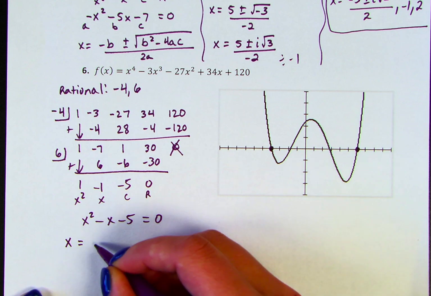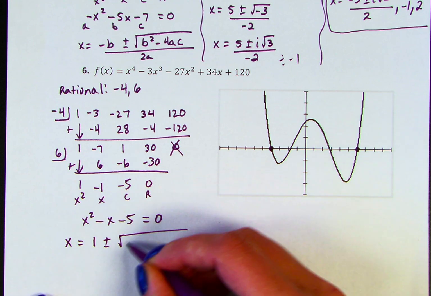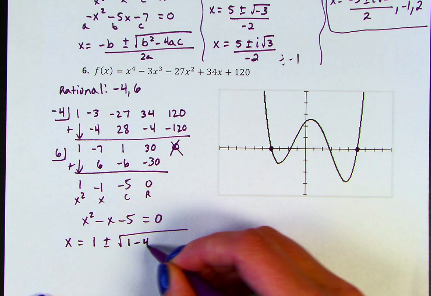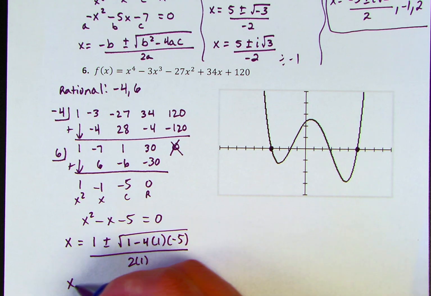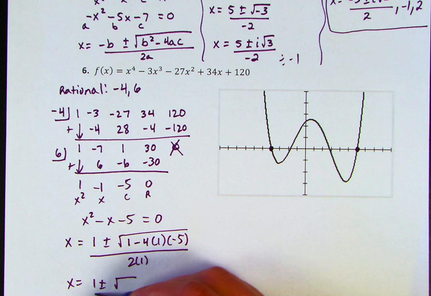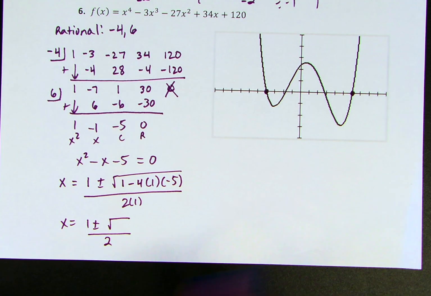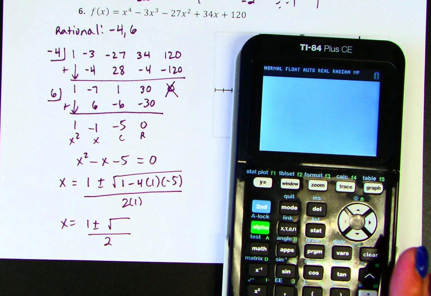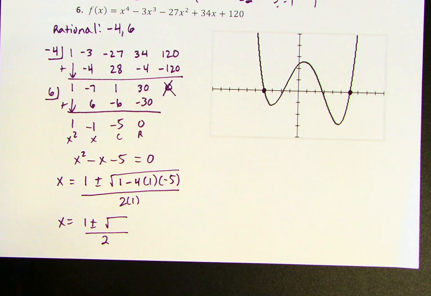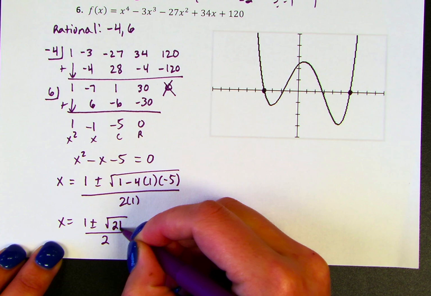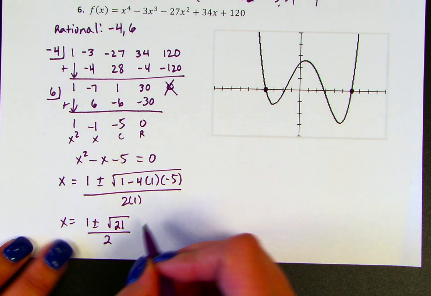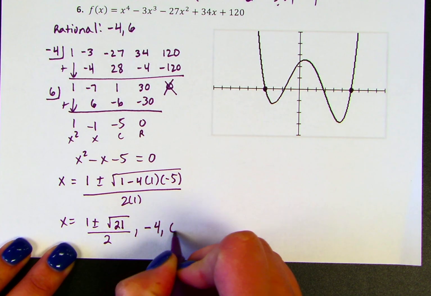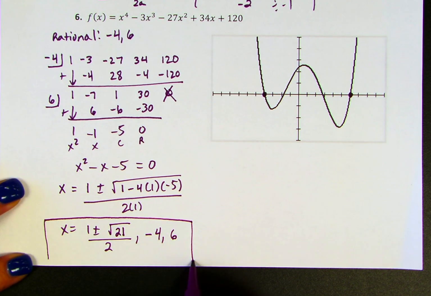So we will have x equals 1 plus and minus the square root, and then 1 squared is 1, minus 4 times 1 times -5, all over 2 times 1. So now we are just working on simplifying that. So 1 minus 4 times 1 times -5 is 21. And we cannot simplify the square root of 21, so we are just going to leave it. So this represents 2 of my answers, and then the numbers that I divided by are the other 2 answers, so that -4 and 6. So here is all 4 of those answers.